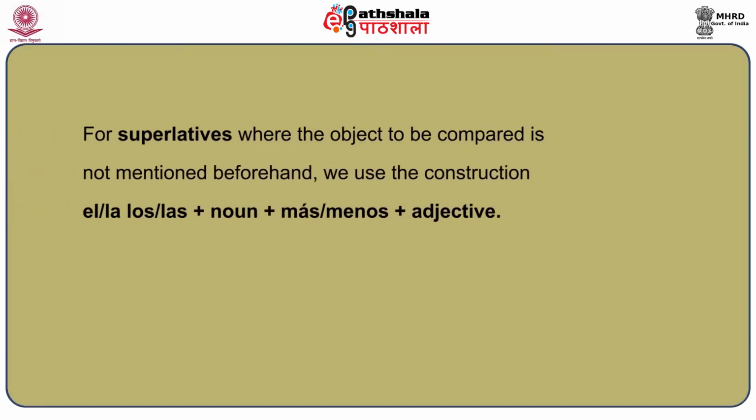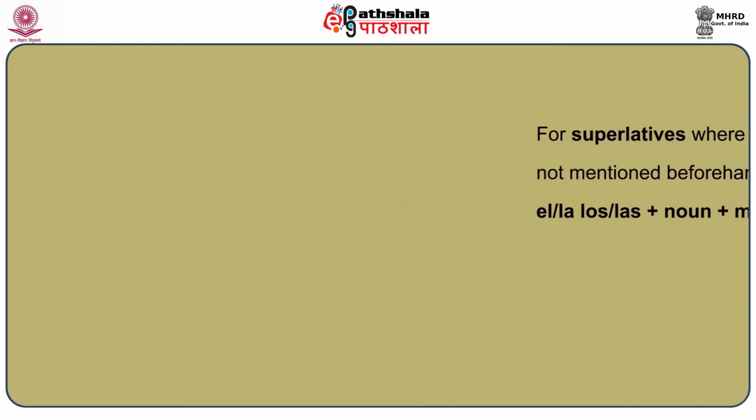es la menos inteligente. Now, for superlatives where the object to be compared is not mentioned beforehand, we use el or la or los or las plus the noun plus más or menos plus the adjective. It's confusing, right? So let's see some examples. Now, the examples can be seen in the e-text.